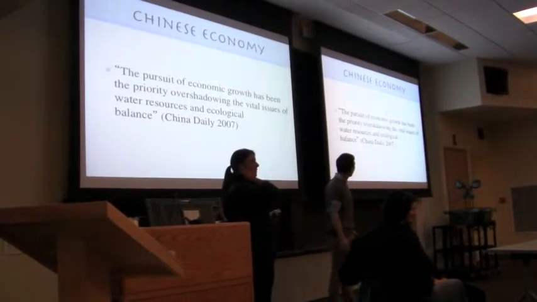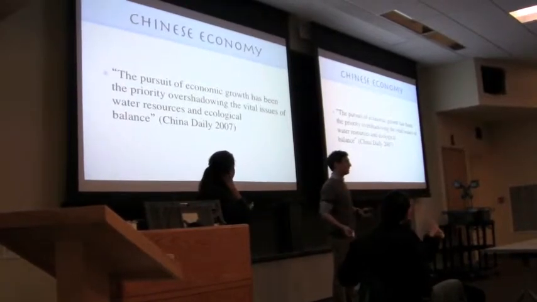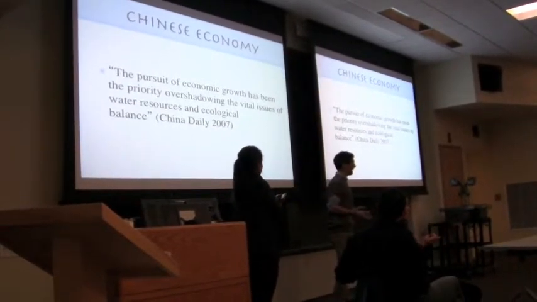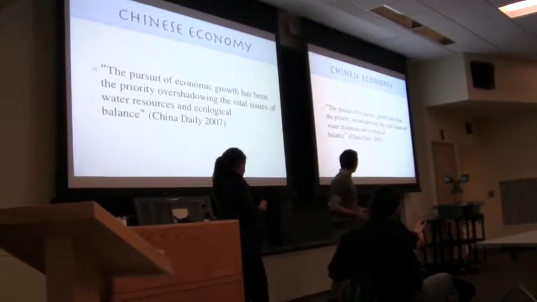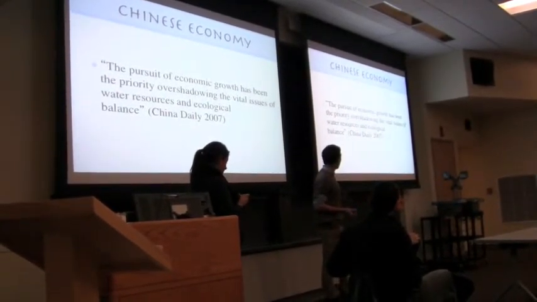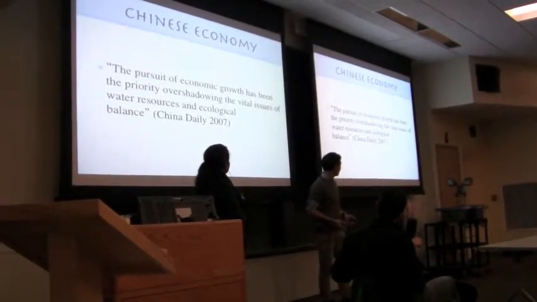And this is just a good quote that sums up the Chinese economy and why the economy is going downhill because of their environmental resources. "The pursuit of economic growth has been the priority, overshadowing the vital issues of water resources and ecological balance." And that's from a Chinese newspaper.